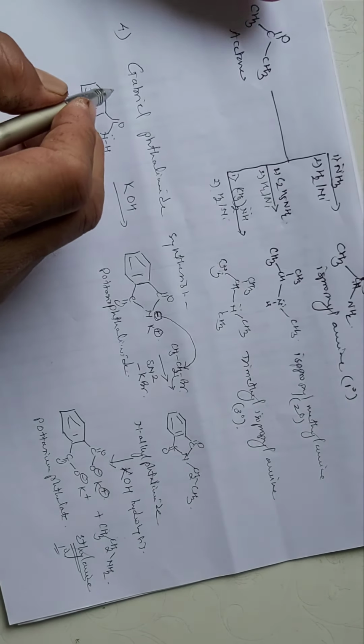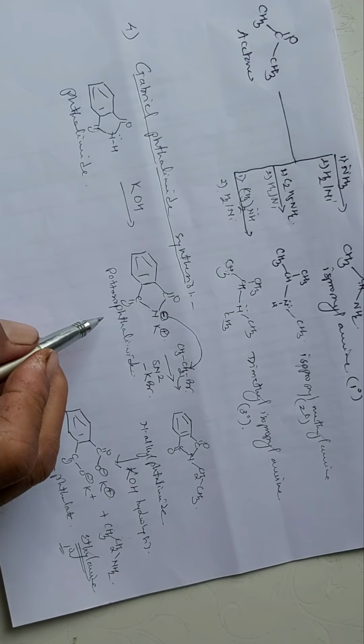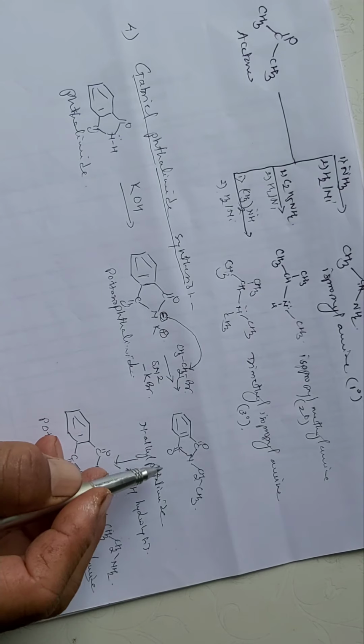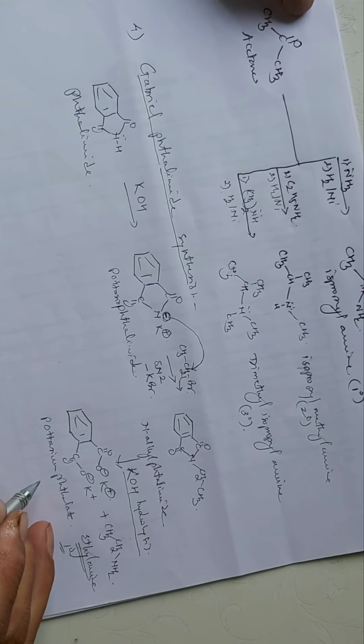So this is the best method for the preparation or the synthesis of primary amines, and that is known as the Gabriel phthalimide synthesis. So in the Gabriel phthalimide synthesis, the phthalimide is allowed to react with potassium hydroxide. It forms potassium phthalimide, which reacts with alkyl halide and forms N-alkyl phthalimide, and which reacts with potassium hydroxide and undergoes hydrolysis and forms potassium phthalate plus ethyl amine, where the primary amine is obtained as a major product in this reaction.